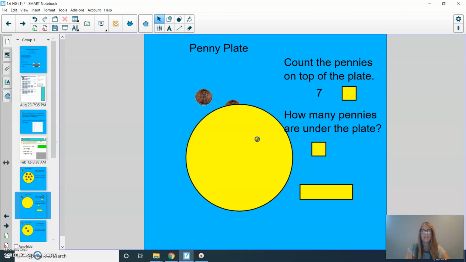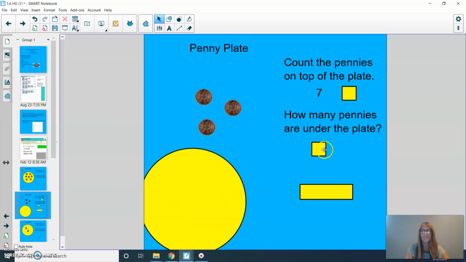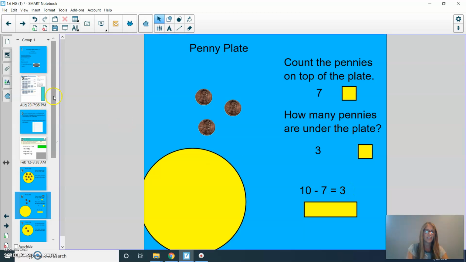I'm going to move my plate so you can see. Count them. If you said 3, that's correct. And this is how we know. We know that 10 minus 7 is equal to 3, or 7 plus 3 more is equal to 10. Let's try another one.